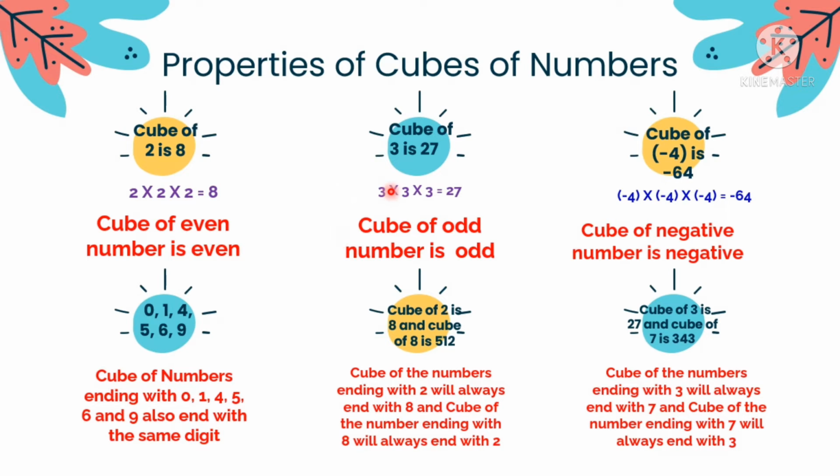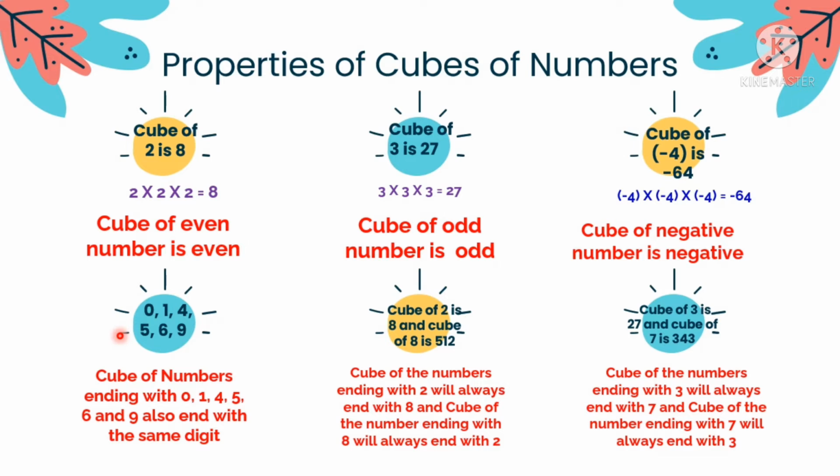Now, let's move to the third property: the cube of a negative number is always negative. Let's take an example, minus 4. If we multiply minus 4 three times, that is minus 4 into minus 4 into minus 4, we get minus 64. So the cube of a negative number is always negative.